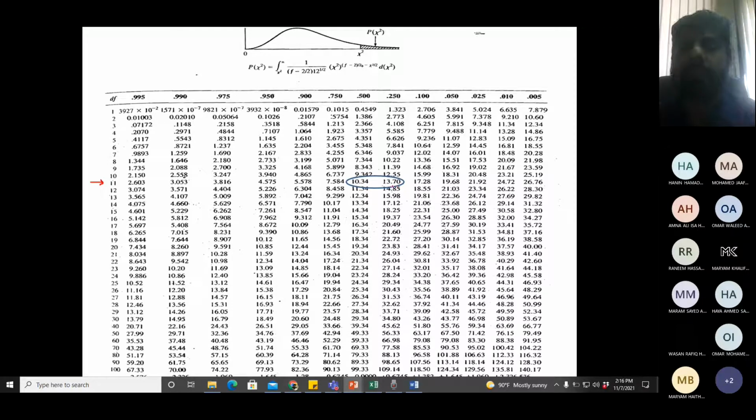So the probability of 11.6669 will be the value between the probabilities of these two values. What is the probability of chi-square to have 10.34? That is 50%. What is the probability of chi-square to have a value of 13.7? 0.25 or 25%. Now 11.6669 has a probability between 50% and 25%, or between 0.5 and 0.25.